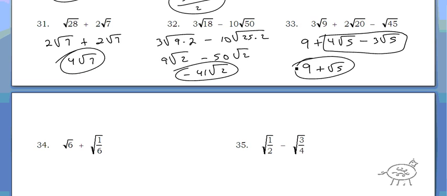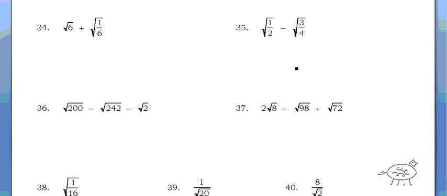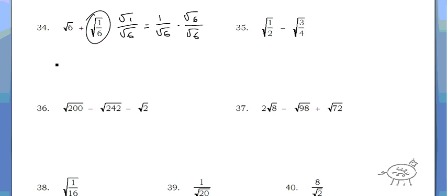All right, getting there. Root 6, can't do much with that. So what I'm going to do is, the only one I can simplify here is this guy. So it's square root of 1 over square root of 6, which is just 1 over root 6, and then I rationalize. So multiply the top and the bottom by root 6 over root 6. So that gives me root 6 plus root 6 over 6.